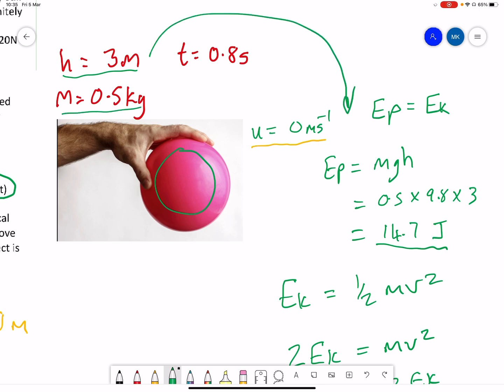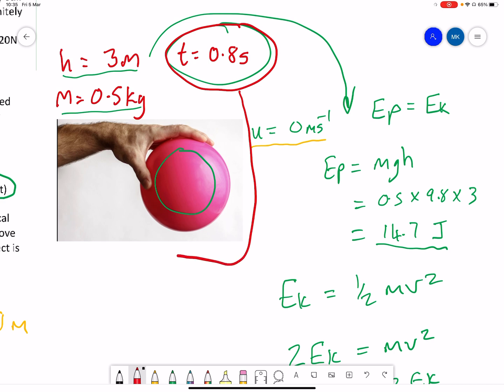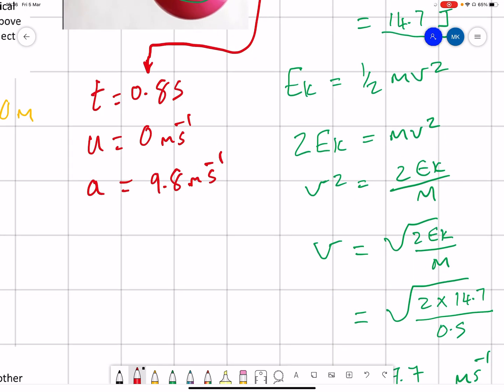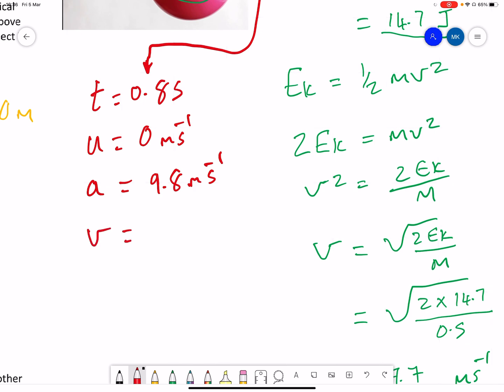green route, but we were also given a time. So I'm going to call that the red route. So we have a time. The time was 0.8 seconds. We know its initial velocity was 0 meters a second. And we know gravity is pulling it down, which is an acceleration, 9.8 meters per second squared. And we want to calculate v.